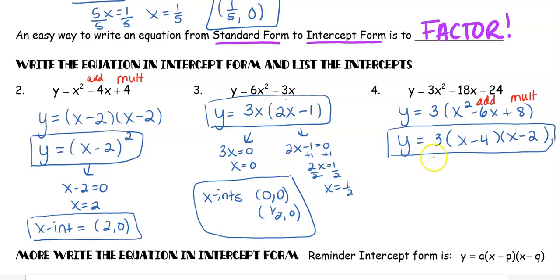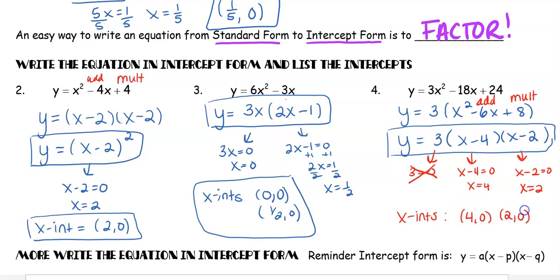We set each piece equal to 0. 3 equals 0, no variable, no solution. x minus 4 equals 0, so x is 4. x minus 2 equals 0, x is equal to 2. So our x-intercepts here are at (4, 0) and at (2, 0).